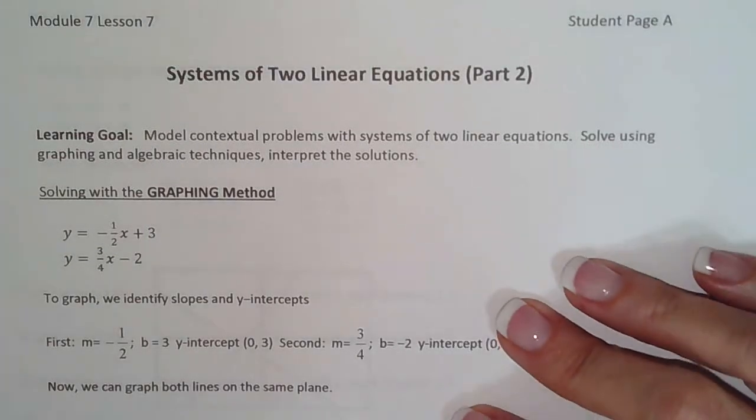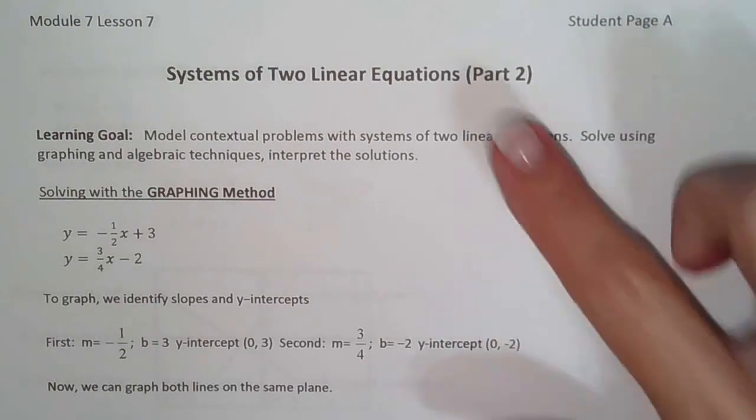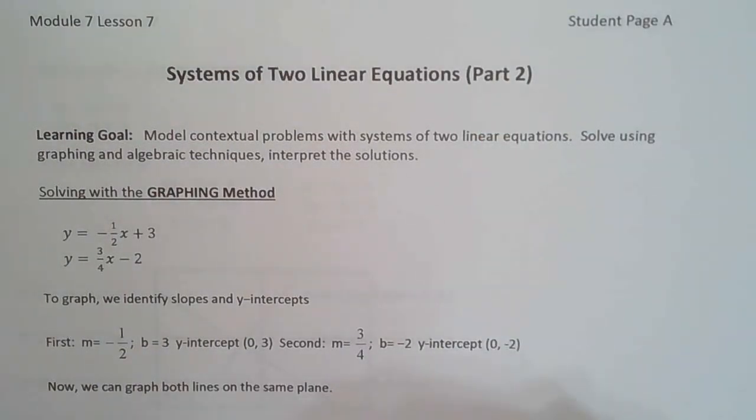Today we're working on Module 7, Lesson 7. It is part 2 of our systems. So systems of equations, remember, are two or more equations. We mostly concentrated on the perpendicular and parallel in the last lesson. So in this lesson, we're going to put it all together: perpendicular, parallel, and intersecting lines.